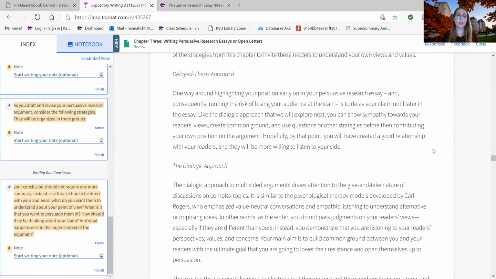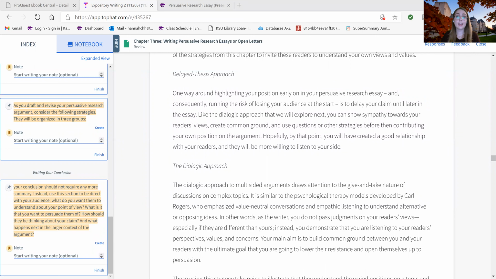And a dialogic argument just means you're going to demonstrate that you understand your resistant audience's belief systems, you acknowledge their beliefs, and then you present your own belief system or your own stance once you have acknowledged their stance on the issue. We encourage that students use a delayed thesis approach, meaning you will state your thesis in your conclusion or near your conclusion. However, if you read the week 11 notes, I did mention that you can use a Rogerian approach.